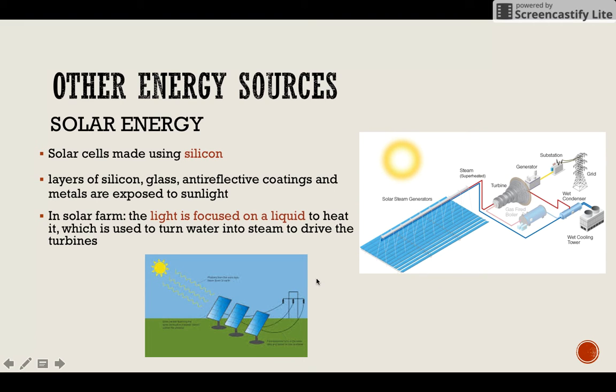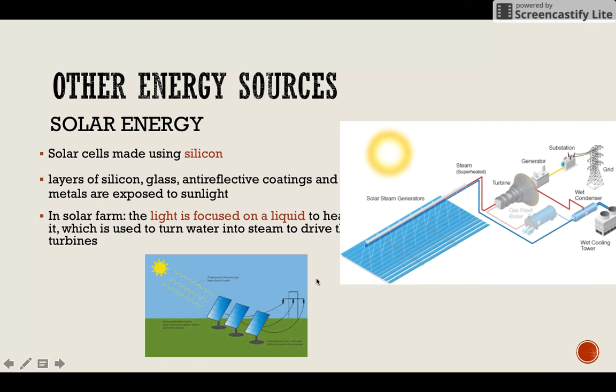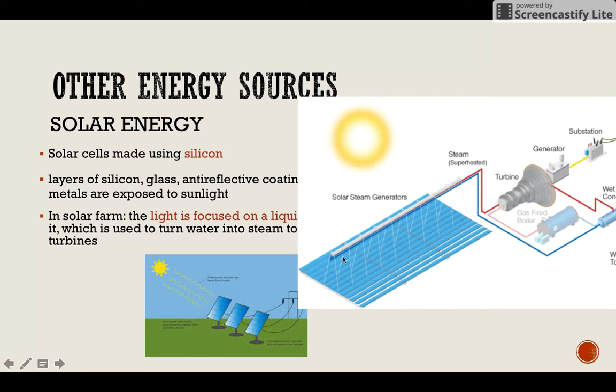I'm going to zoom in for you. So as you can see here are the generators, the panels that are heating the liquid, and the steam is going to come out of this one rod to power that turbine, to power the generator, and to continue on its pathway.